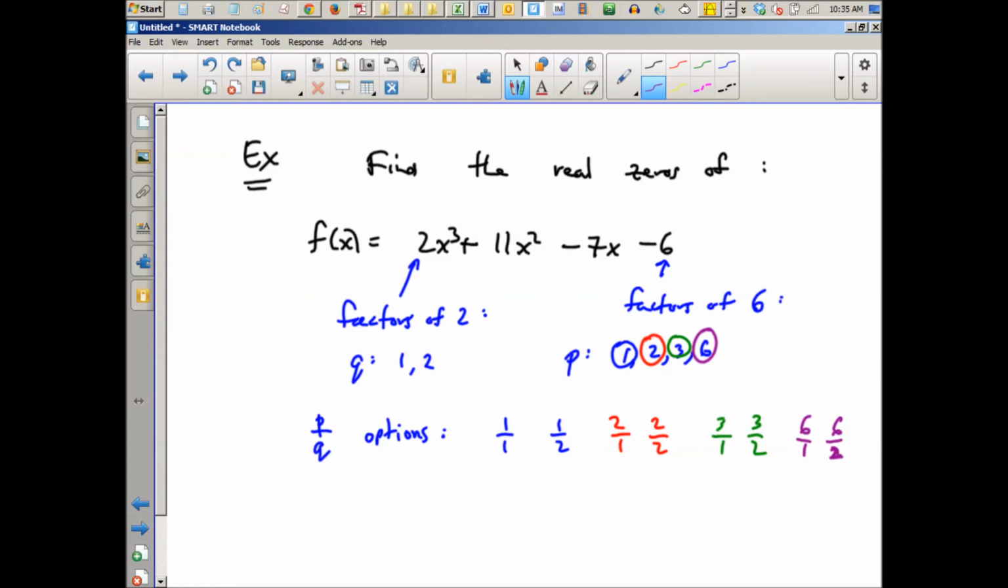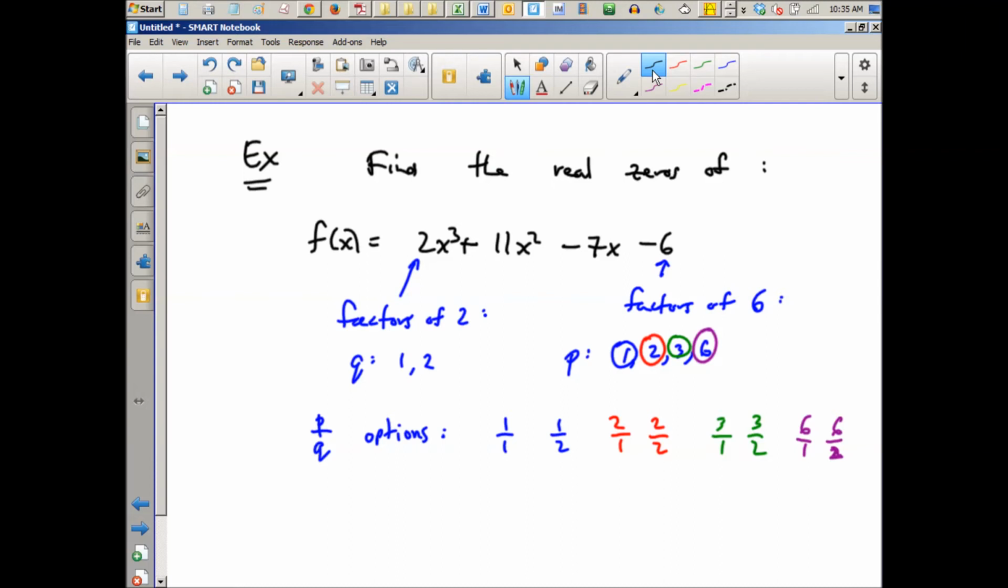Now, it is possible also that negatives might be involved somehow, right? I asked you what are the factors of 6, and you guys said 1, 2, 3, and 6. But also negative 1 divides into 6. 6 divides into 6, but so does negative 6. So we should also probably put a plus or minus on each of these.